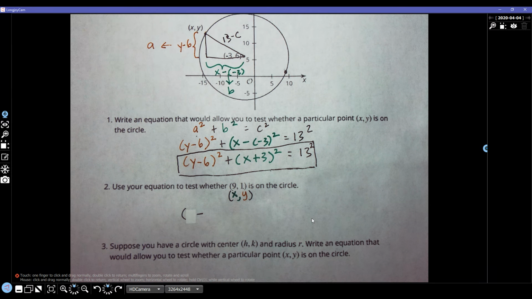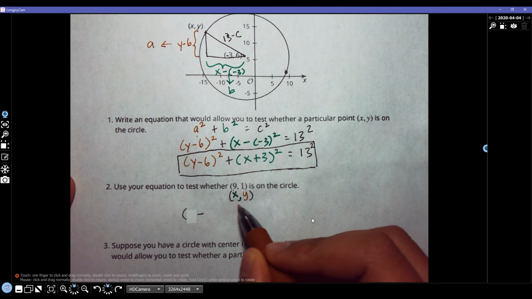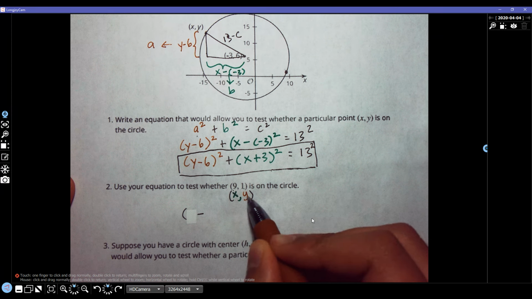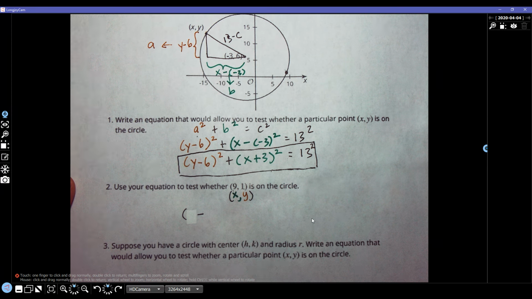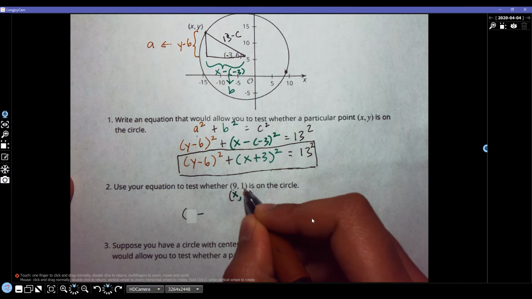So hopefully you've had a chance to try this out for yourself. But what we can actually do is just plug in our x and y values into our equation and then see if it remains true. So I've labeled my y value in brown here. My y value, my y coordinate, is 1. So I'm going to plug that in over here.